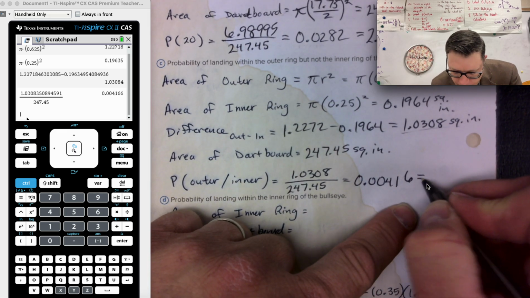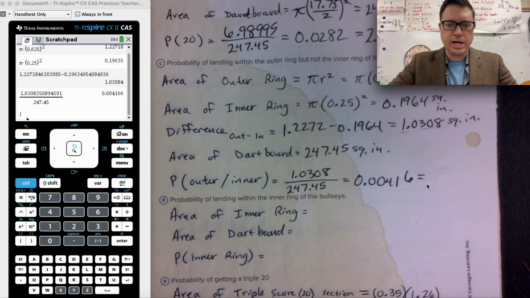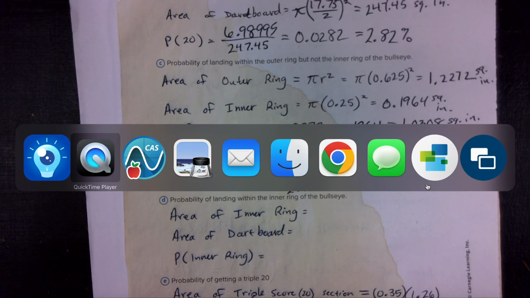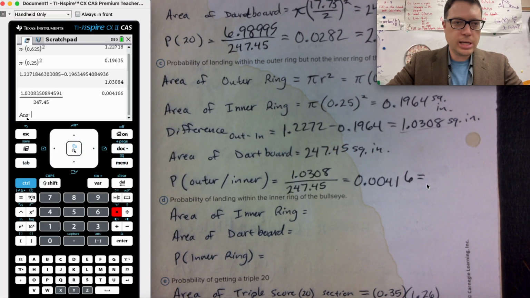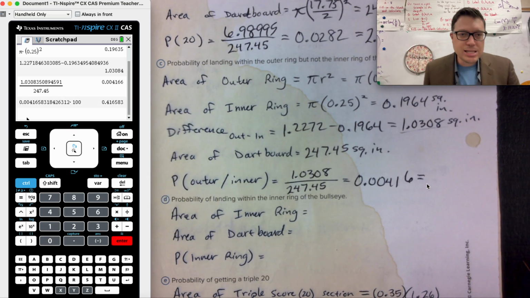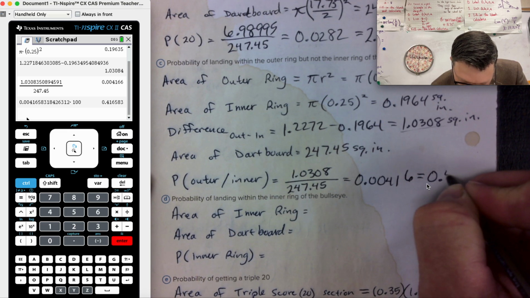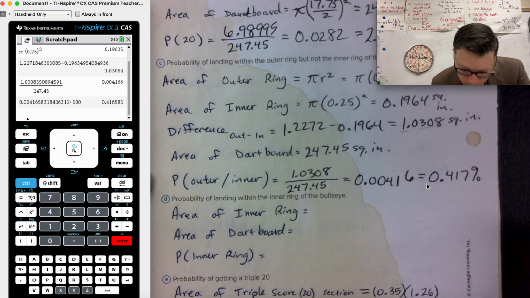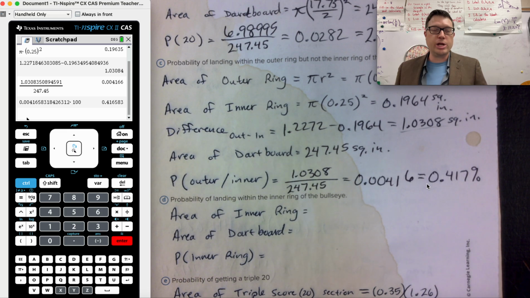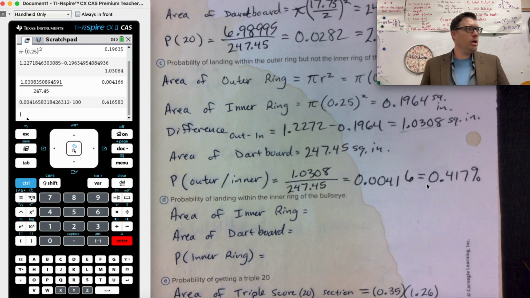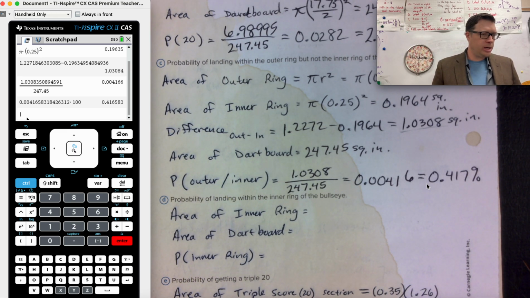That's a probability. It doesn't help if it's written like this. Percentages are nice. So I'm going to go over here. Sorry about that. Here we go. Times 100. 0.417%. In other words, really, really unlikely that you're going to land in the outer circuit. You're gonna, what is it when you land at a green?